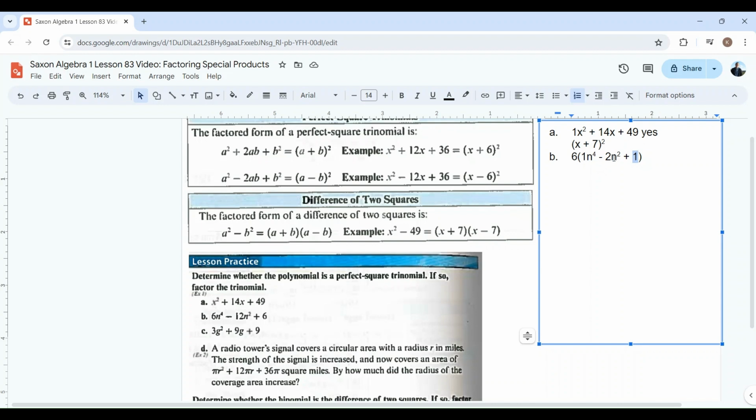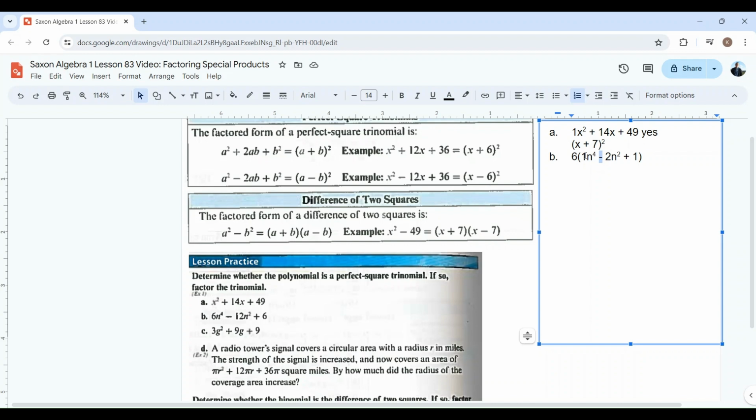It fits. One other thing I notice is there's a minus sign here. So this is a special product problem. It fits this second pattern right here. A number squared minus 2 times the square root of the first number times the square root of the last number plus a last number squared. So what I need to factor this out, it's going to be the square root of the first term minus the square root of the last term, squared.